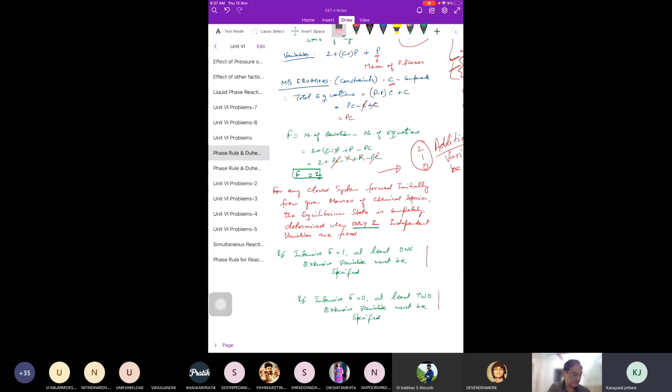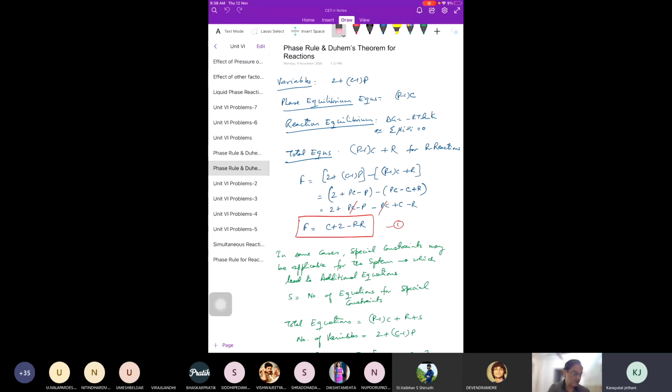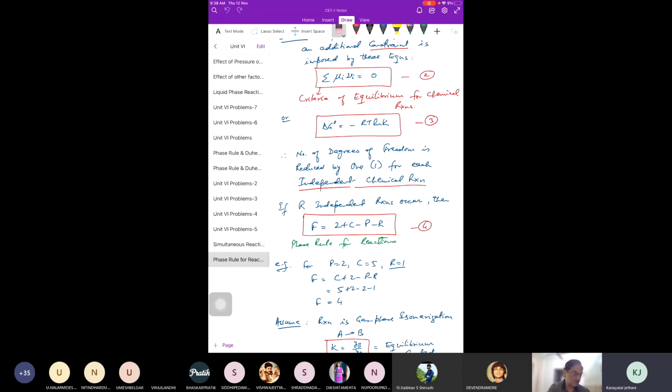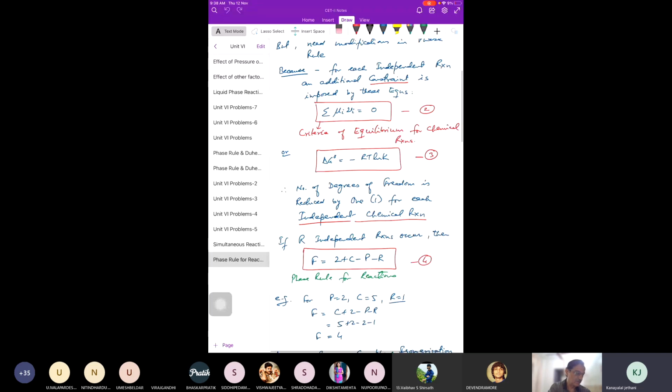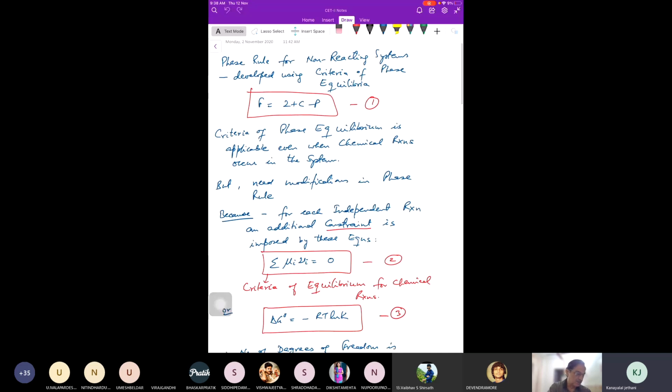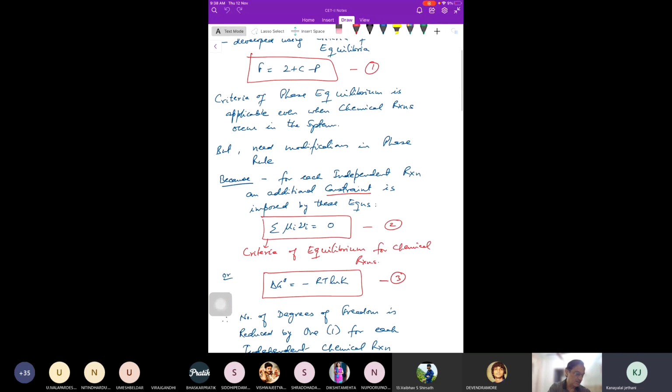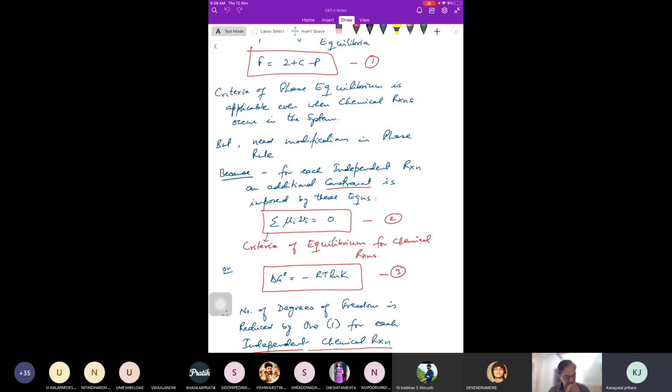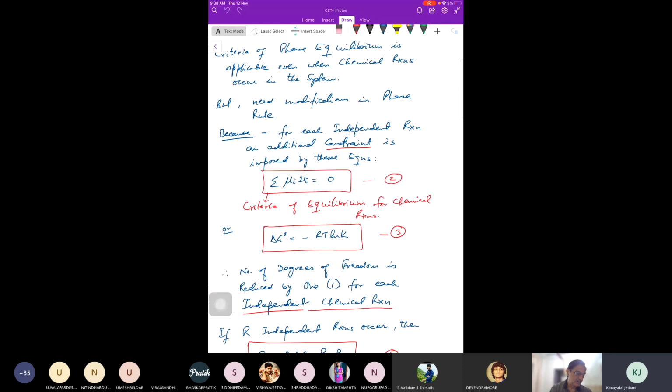So this was for non-reacting systems. Now we'll consider reactions. We have already seen this for non-reacting systems. Now we know that the criteria of phase equilibrium, which we derived long back, is applicable for all systems, whether reaction occurs in it or not. We need to modify it for reactions, because for each independent reaction, one additional constraint is imposed by these equations. We saw the criteria of chemical reaction equilibrium: the summation of nu_i into mu_i equal to zero.